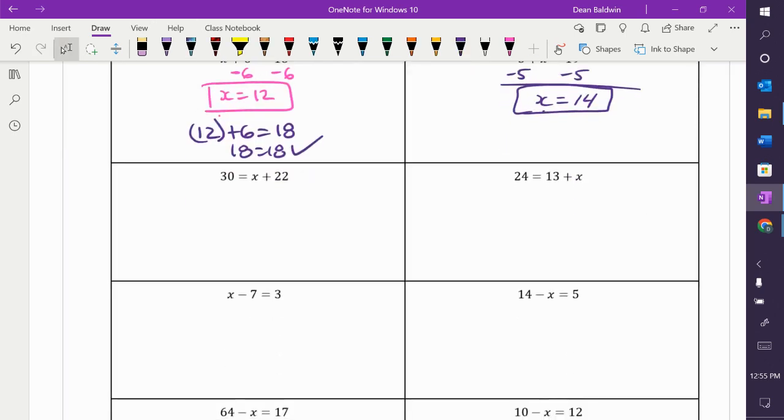Does it matter if the x's are on the other side of the equation? Do the exact same thing. So how do I get rid of 22? Minus it. So I get 8 is equal to x.